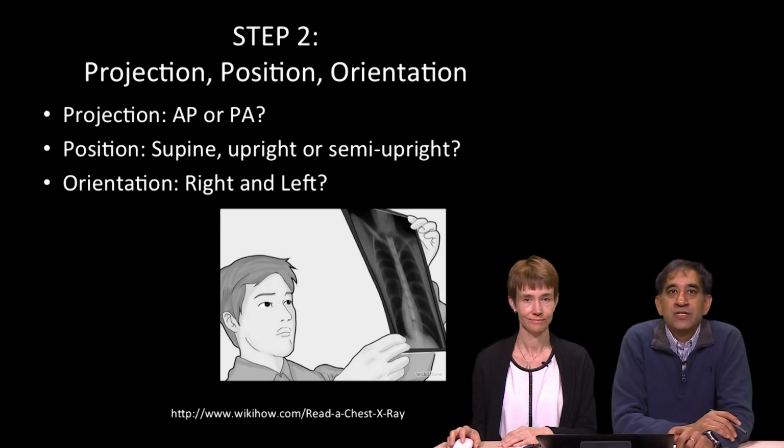Step 2 is going to be to look at the projection. Is it anterior posterior or posterior anterior? The positioning of the patient when the X-ray was shot. Is the patient supine? Are they upright? Or sometimes they're too sick to sit upright and the film is obtained semi-upright. And then the orientation of the X-ray, which side is right and which side is left. And that is usually denoted with a big R or L on the X-ray, as we'll see.